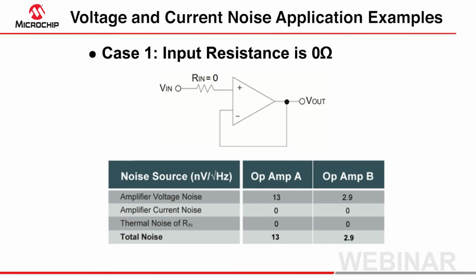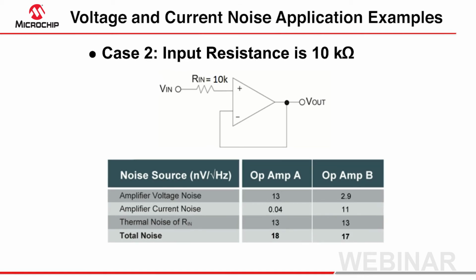In this case, the noise is dominated by the voltage noise of the amplifier, hence op-amp B is the better choice. Now let's increase the input resistance to 10 kilohms. Now the contribution of the thermal noise of the input resistor begins to factor in, and the current noise of the amplifier must also be factored in. For this case, the two amplifiers are very similar in overall noise performance.